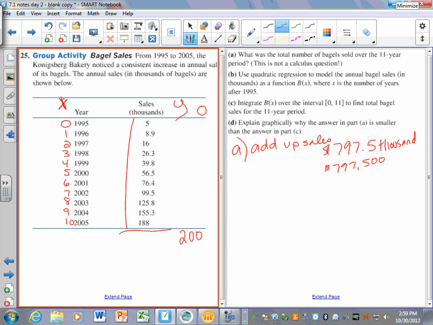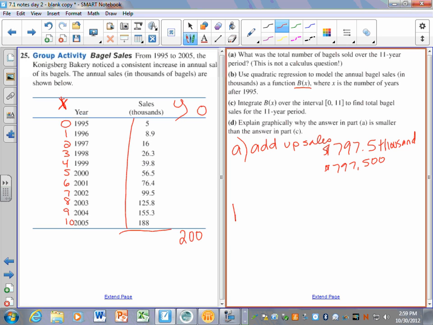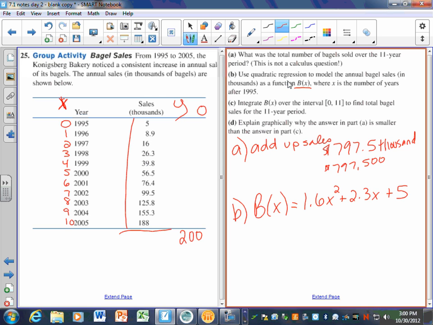Part B, use the quadratic regression to model this in terms of b of x. So I'm going to say b of x is that equation that I just came up with, which is 1.6x squared plus 2.3x plus 5. And because we have an equation now, look what part C says. It says integrate b of x from the interval 0 to 11 to find the total bagel sales for the 11-year period. And you might say there's only 10 there, but year 1 was 0, so there really is 11.